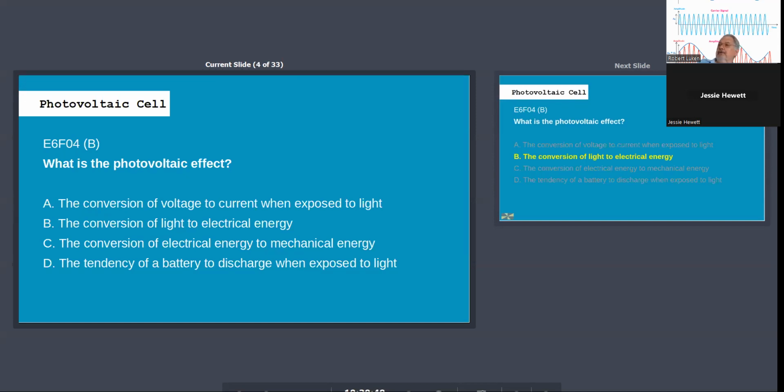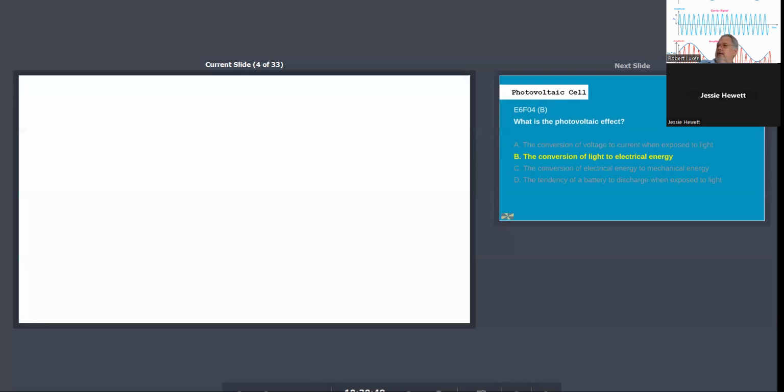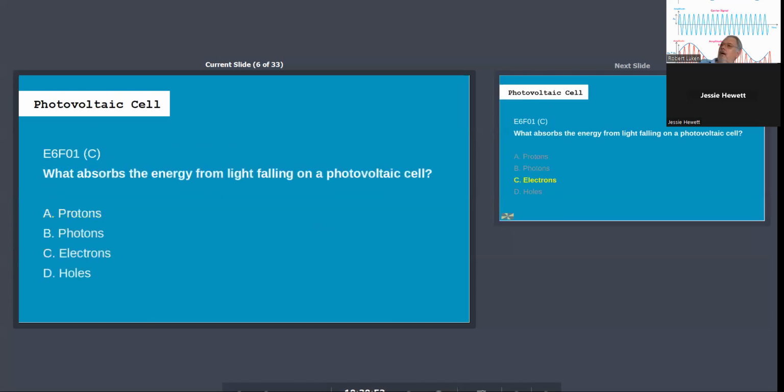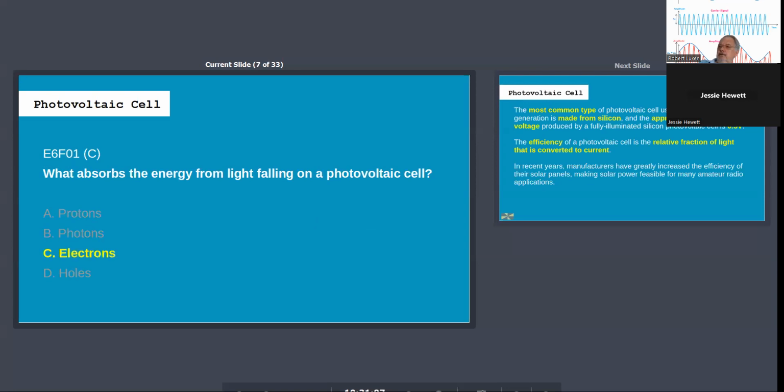So what is the photovoltaic effect? Conversion of light to electrical energy. What absorbs energy from light falling on a photovoltaic cell? Right. The good old electrons.